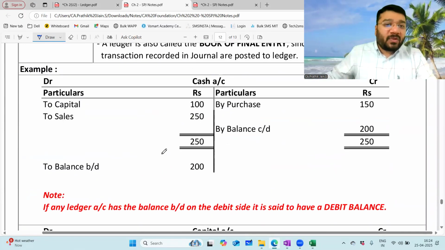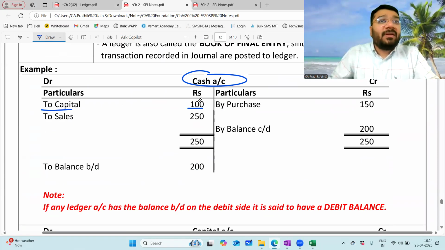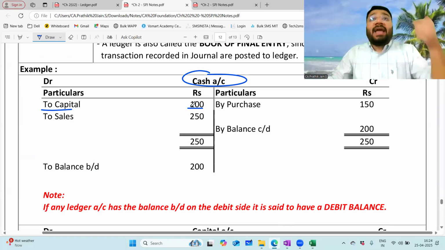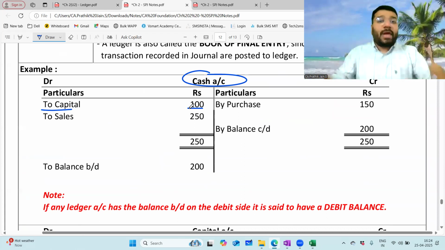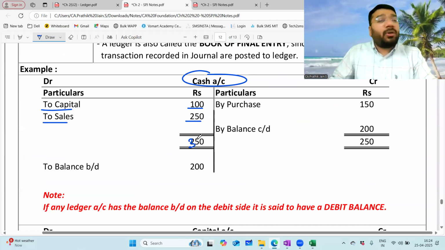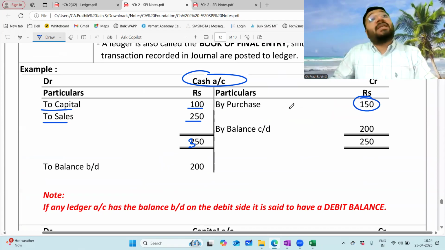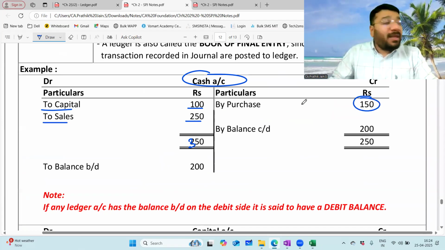Now, this is a ledger where I've opened a cash account. Cash to capital 100. What do you understand by this cash to capital? 100 rupees is cash contributed in the form of capital. What is the journal entry? Cash account debit to capital. So in the cash account, to capital 100. To cash sales 250. So how much is the total collection? No, 350. 350 is the total collection. From 350, 150 is gone, 150 towards the cash purchase. 150 gone means how much is the balance?